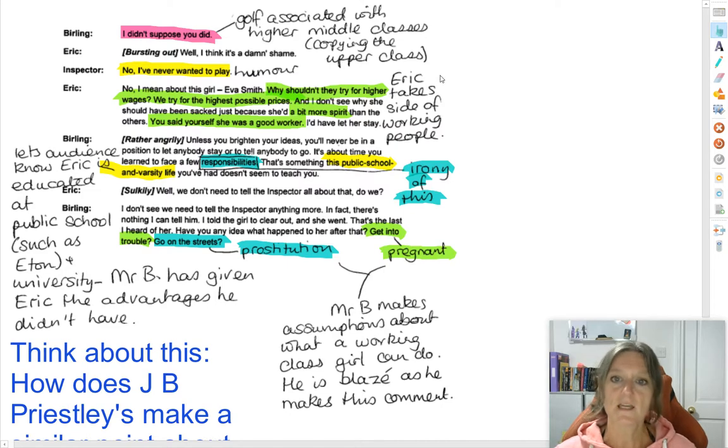So you can see Eric here taking the side of the working people. And remember the staging at the beginning. Eric was seated nearest to the audience, so perhaps Priestley did that to make that connection between Eric and the audience. Like, Eric's the one that you want to be on his side. There's no barrier between you and Eric. There's no table blocking your relationship with Eric. He's saying to the audience there.